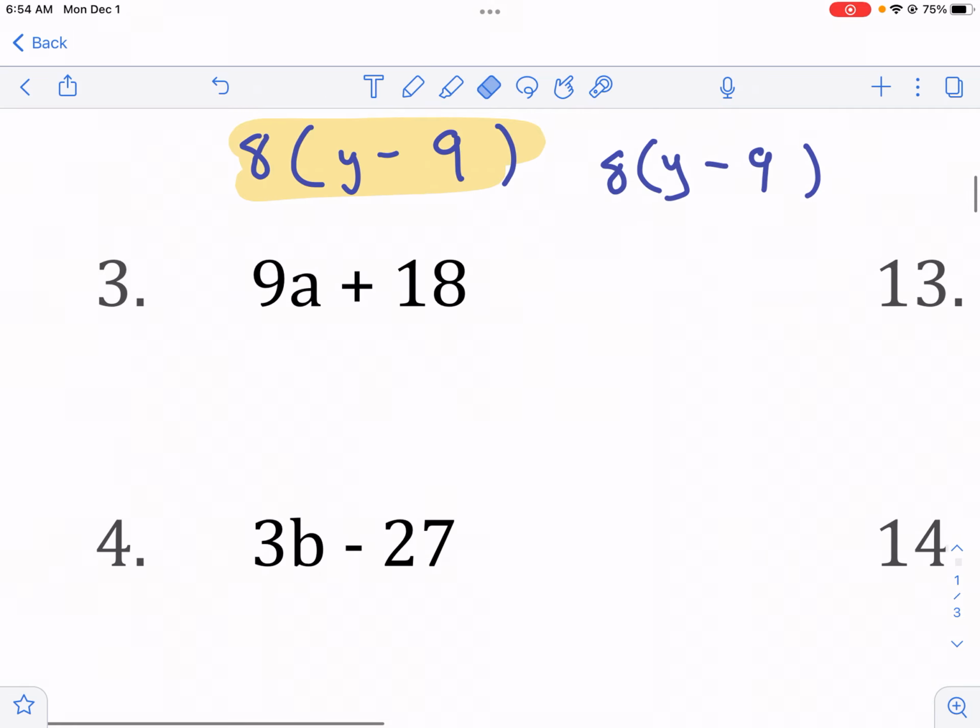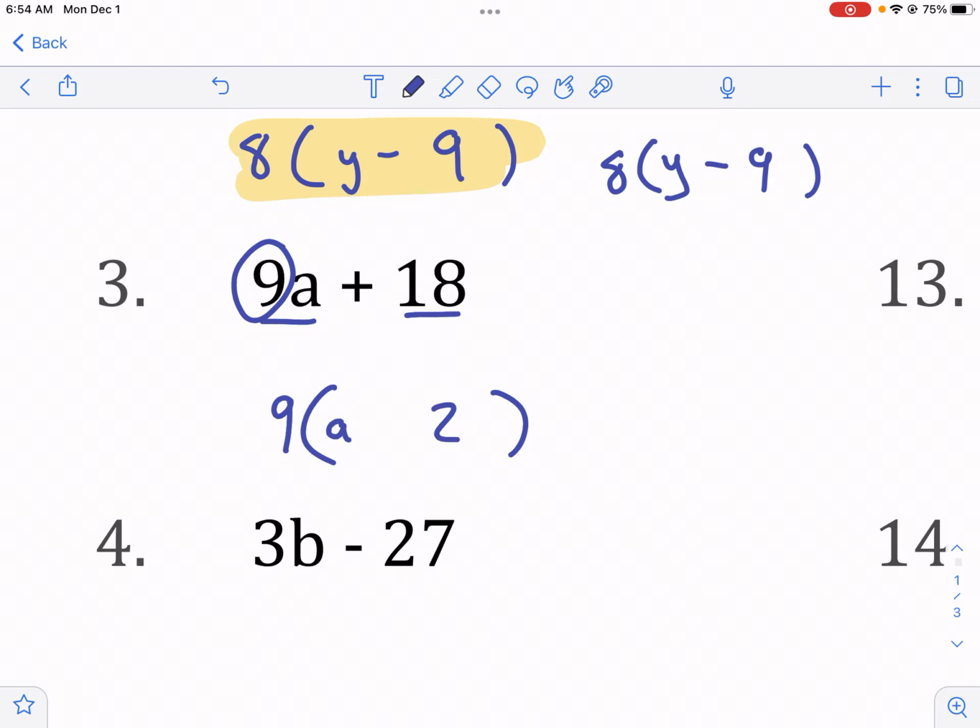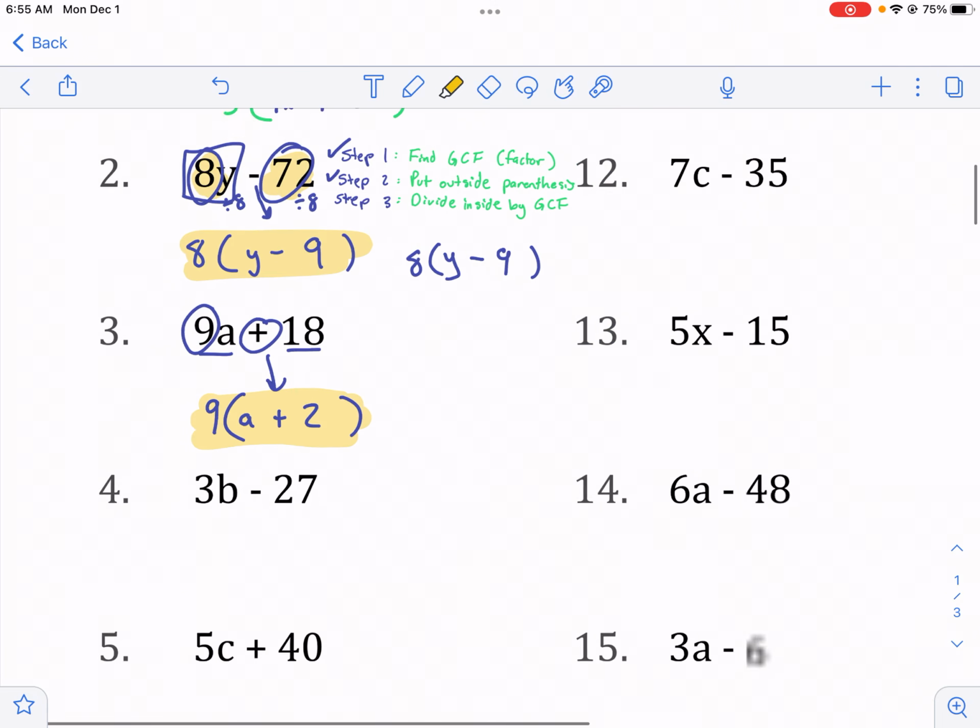Let's move on to number 3. This one's the easier one. So we see that we have 9 and 18. I think you're figuring this out. The smaller number is 9. That is a factor of 18. So I put 9 out in front, and then I put parentheses. And I say 9 times what gives me 9a? Obviously just a. And then 9 times what gives me 18? And that's 2. 9 times 2 gives me 18. So I'm going to put 2, and then I just copied on that plus sign, and I'm done. That's all there is to factoring. It's just backwards distributive property.